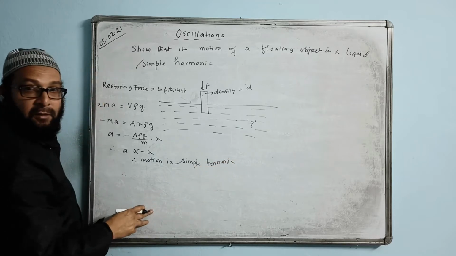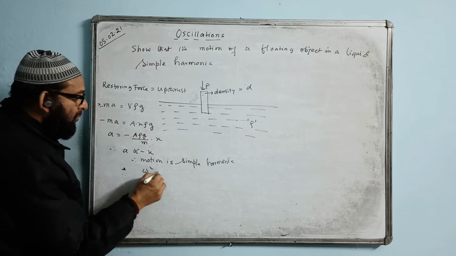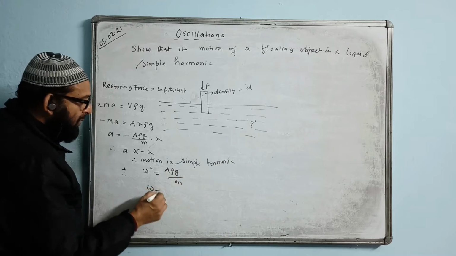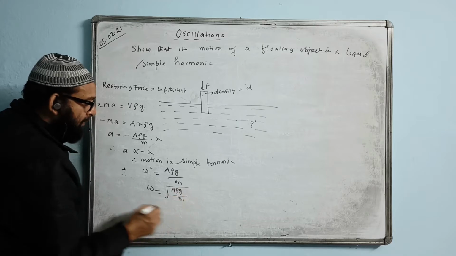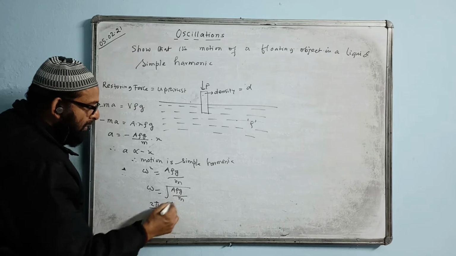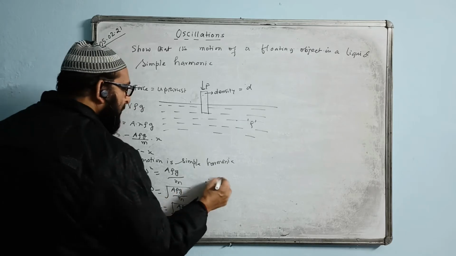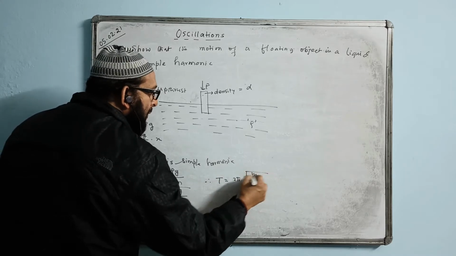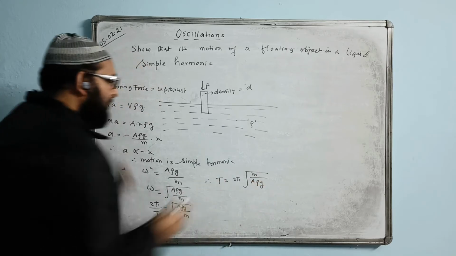We again find the period of oscillation here. This is the value of omega square. Omega square value is A rho g by m. Therefore omega value will become root A rho g by m. Therefore 2 pi by T is equal to root A rho g by m. Therefore time period value will become 2 pi square root m by A rho g. This becomes the formula.